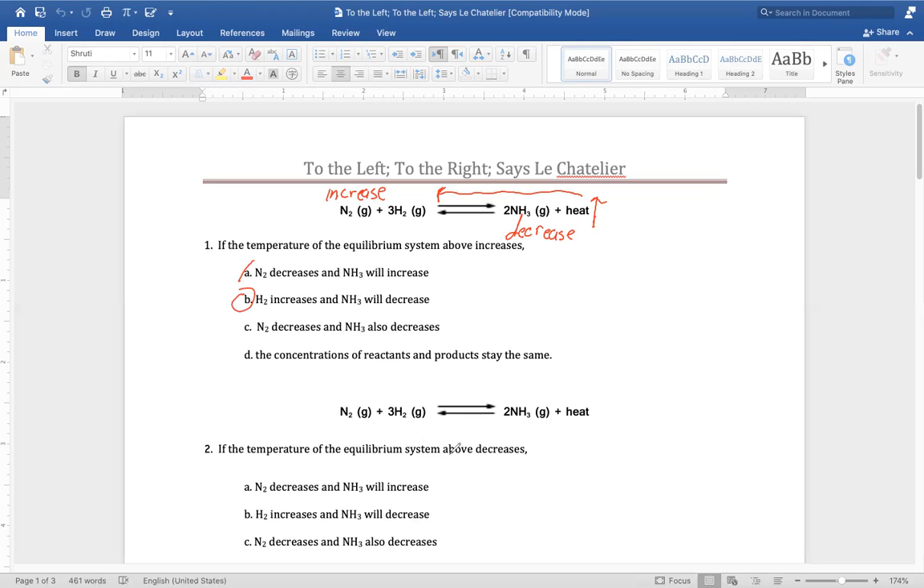So if the temperature of the equilibrium system above decreases, so again, now here we're removing something from the equation. I'm going to find what's removed and put a down arrow. So in this case, we're taking heat out.